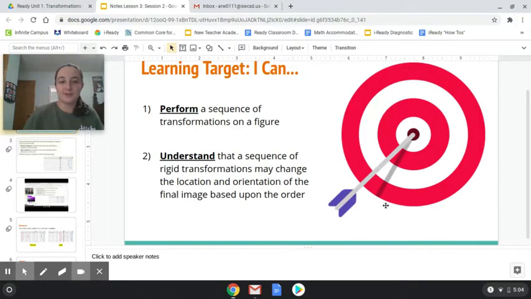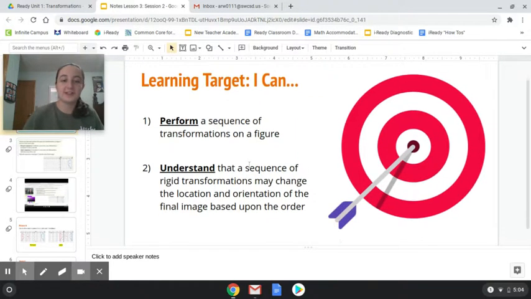First off, our learning targets for today: we're going to learn how to perform a sequence of transformations on a figure, just like we did yesterday, but with a little bit more added to it. And then we are going to understand that a sequence of rigid transformations can change the location and the orientation of the final image. So again, it won't ever change the size or the shape, but it can change the location and the orientation.